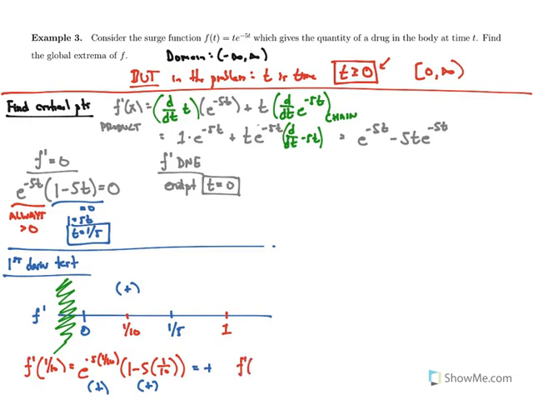Plug in 1, and you're going to have a negative number. Because you're going to have a positive thing times a negative thing, which is negative. So this is kind of saying that the 1/5 is a local max. And 0, it's going to be increasing after 0, so this is actually going to be a local min for our function.